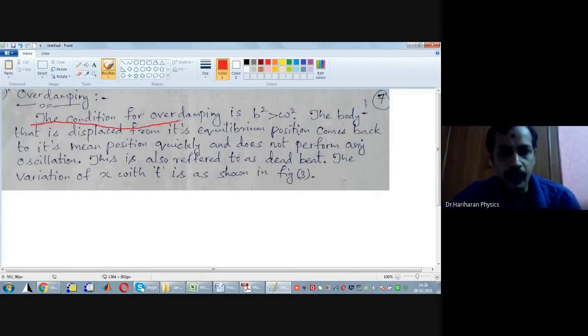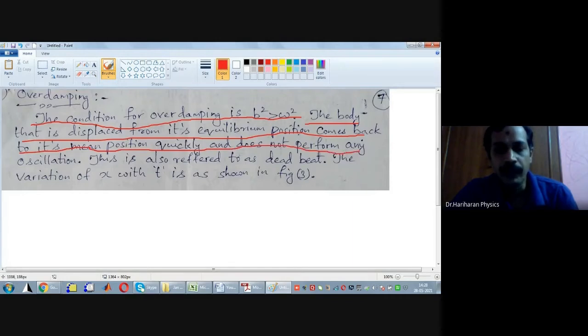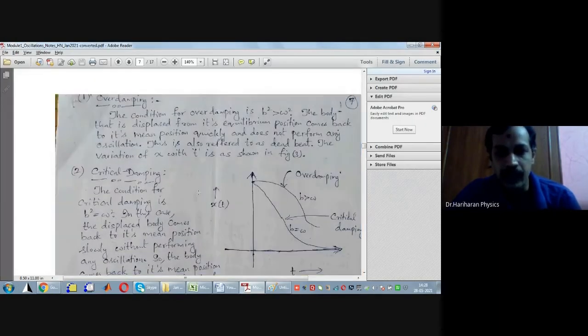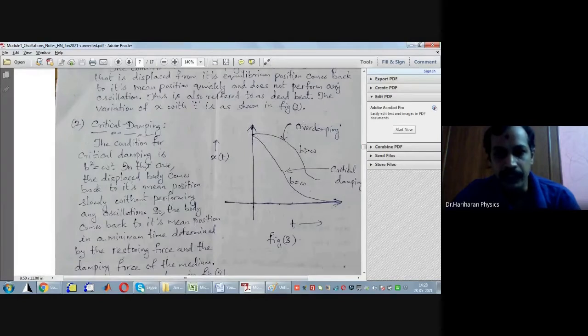The condition for over damping is B square greater than omega square. In this case, the body that is displaced from its equilibrium position will come back to its mean position quickly and will not perform any oscillation. This is also referred to as dead beat. The variation of x with t is as shown in figure 3. This is the curve corresponding to over damping.